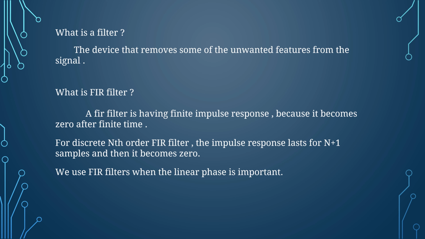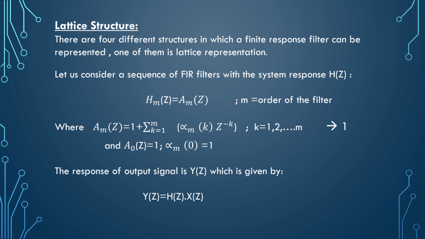When the linear phase is important for a filter, we go for FIR filters. Let's see the structure of FIR filter. FIR filter can be represented in 4 different structures and one of them is lattice structure. Here H of Z is the system response and Hm of Z equal to Am of Z represents the sequence of system functions, where Am of Z is given by the equation 1 plus sigma k equal to 1 to m alpha m of k into Z power minus k. Here m is the order of the filter and k is ranging from 1 to m. And alpha m of k here represents the unit sample response of mth filter.